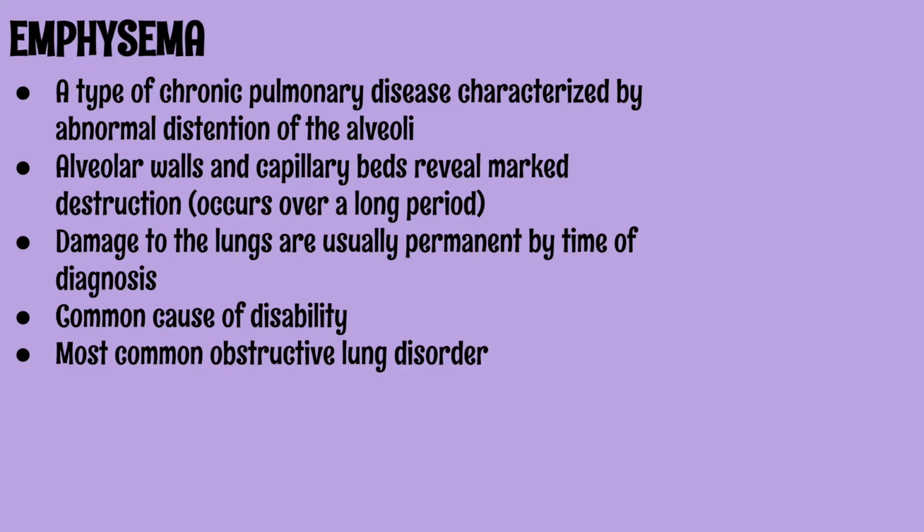So what is emphysema? Emphysema is a type of chronic pulmonary disorder in which there is abnormal distension of the alveoli. Alveolar walls and capillary beds reveal marked destruction, and this is a process that does occur over a long period of time. By the time the patient is actually diagnosed with emphysema, the lungs are usually already permanently damaged. Emphysema is the most common type of obstructive lung disorder and a common cause of disability.